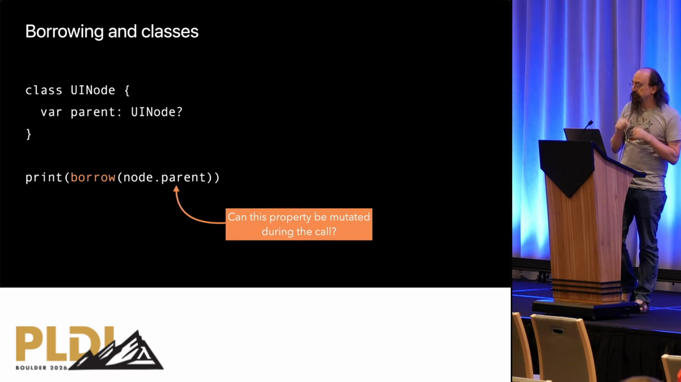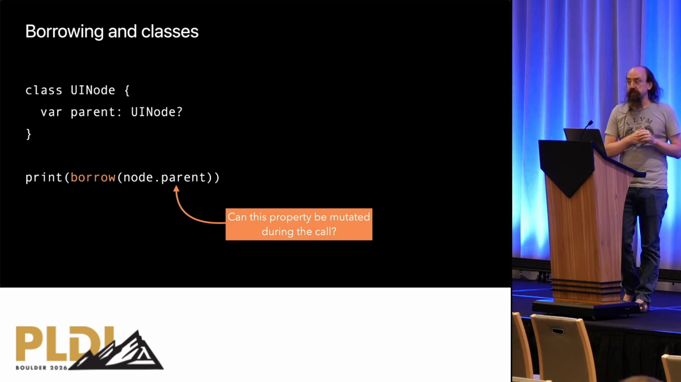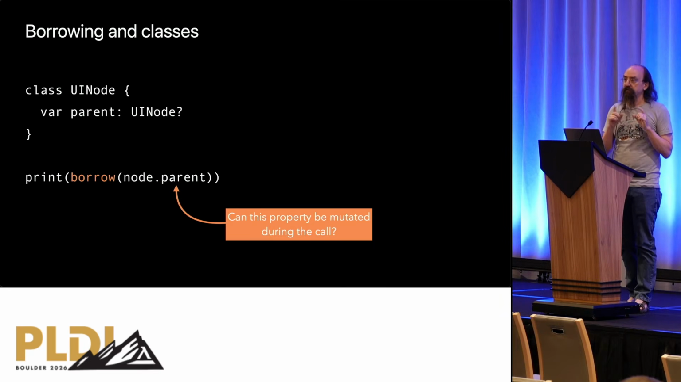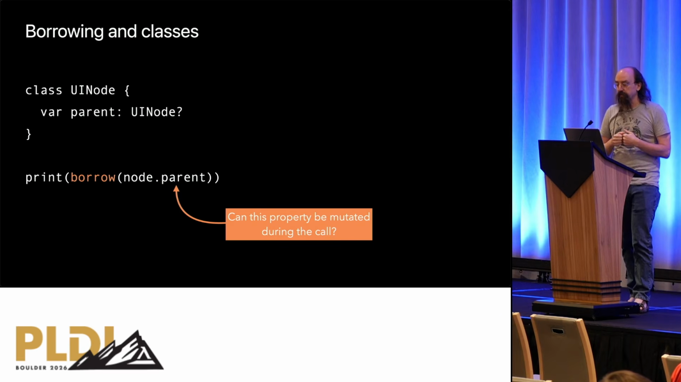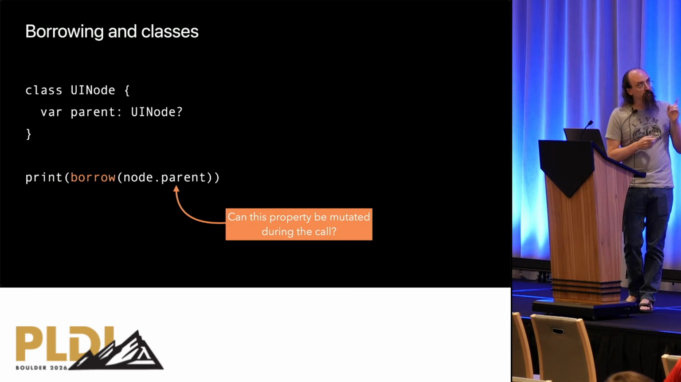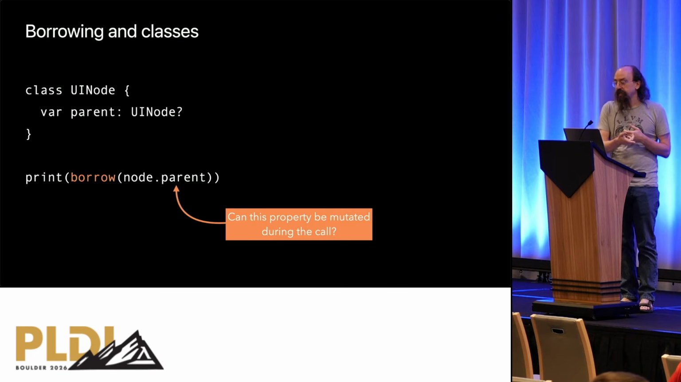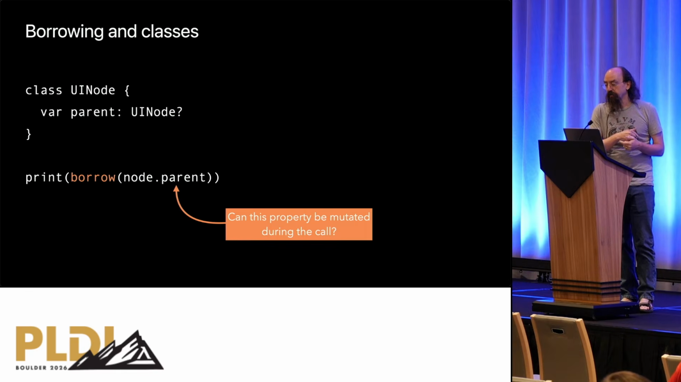This is a serious problem with something like shared mutable state, so class properties and so on, since the compiler can't enforce statically that you don't have multiple references to the same property. In order to borrow from something like a class property, we need to know that nothing else will try to mutate that property during the borrow.